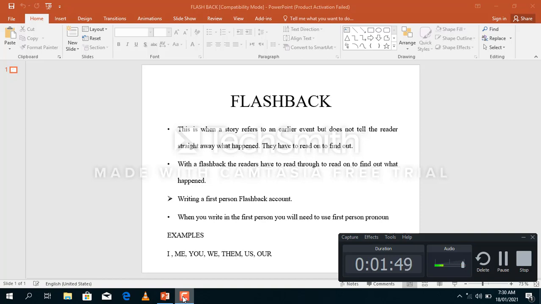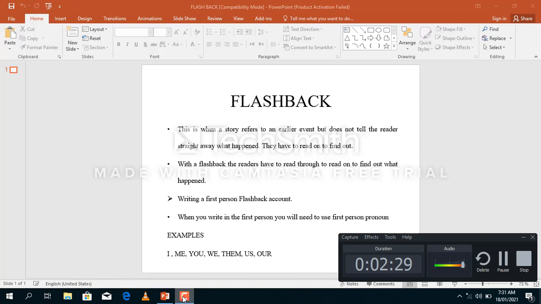Now, how does our grade 6 English book define what a flashback is? So, a flashback is when you write in the first person. Okay? You use the first person pronoun when you are trying to explain a flashback. But that's not the definition, that's just how to write a flashback. The definition of a flashback is, this is when a story refers to an earlier event.